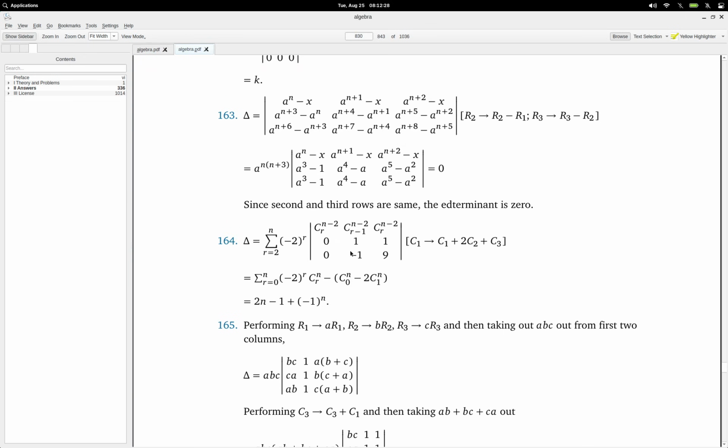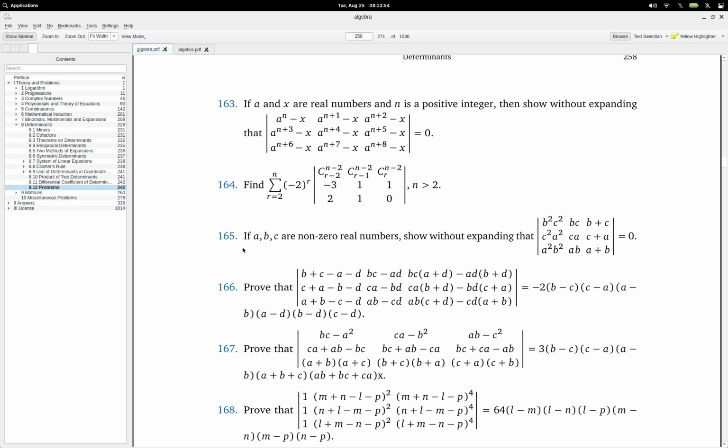So once we do that, the first column becomes n minus 2 cr, and these two become 0. And then we expand. So minus 2 to the power r, there should be a bigger bracket here. And cr minus nc0 minus 2 times nc1, which is essentially 2n minus 1 plus minus 1 to the power n.